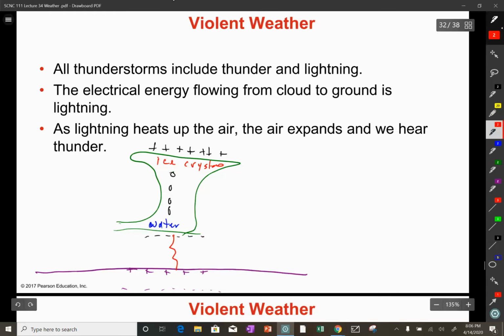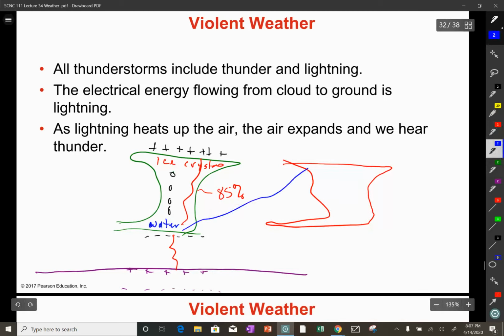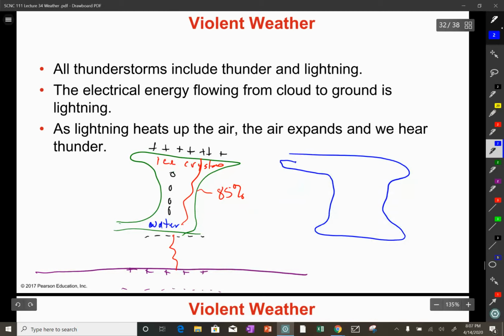Or you can have lightning that goes up through the cloud. And it's roughly 85% of your lightning bolts are going through the cloud, or possibly going from one cloud to another cloud here. So you could have lightning strikes that are going like that. Actually, I should have made this cloud like that, and then my lightning strikes could be going like this. So like 85% of your lightning strikes are between clouds, and only about 15% actually strike the ground.